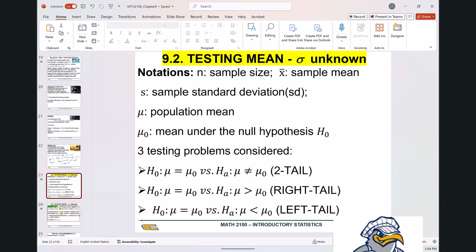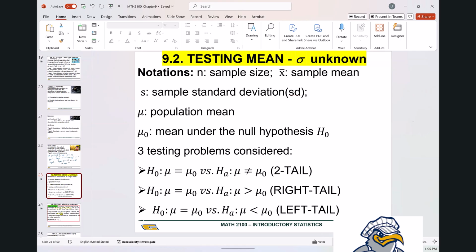So for testing for mean, we have some terminology. We also see some of them already in chapter 8, right? It's a similar pattern, but now you have a little bit more, which is the mu naught here and the hypothesis. So we have n is sample size, X bar sample mean, s sample standard deviation, mu population mean, and mu naught is the mean under the null hypothesis H naught.